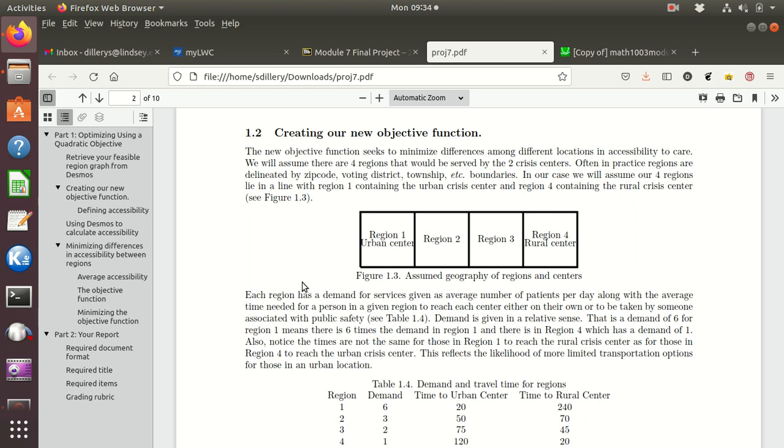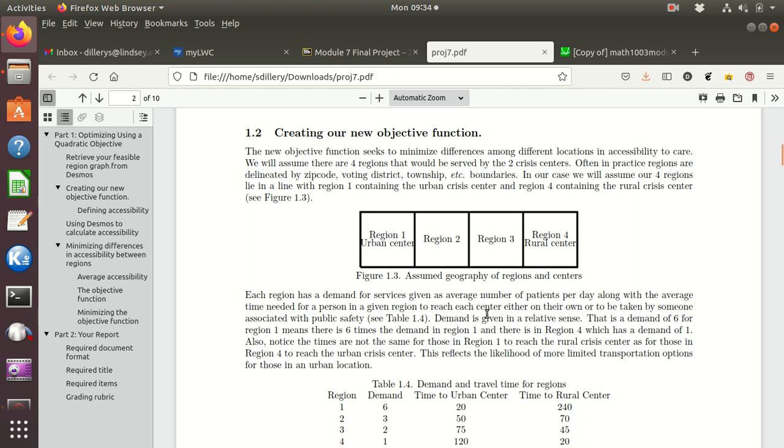What we want to do is, the objective in this case is to minimize differences in accessibility to care. Just as you look at this, it seems reasonable that people in region 1 and people in region 4 probably right off the bat have more accessibility to the centers than regions 2 and 3, because the centers are in their regions.